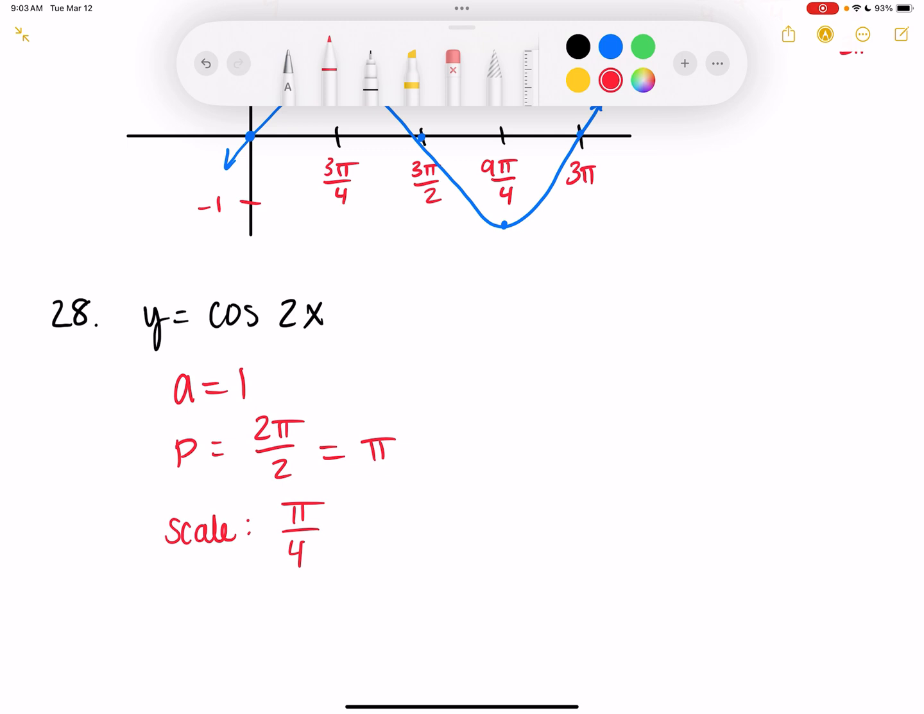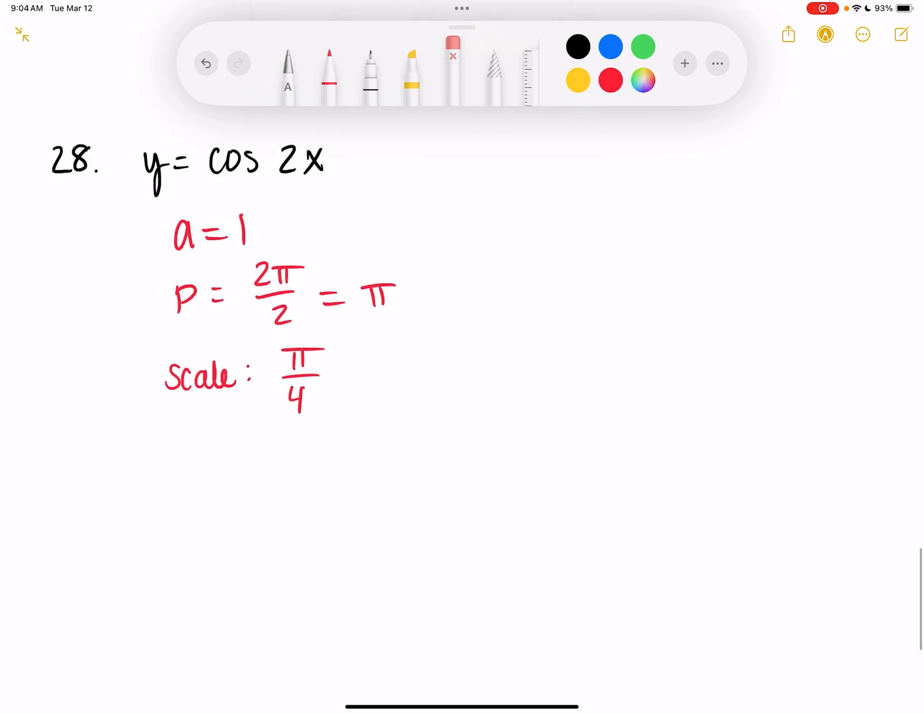So I can set up my graph for this one. Since I know it's going all the way out to pi, put that mark on there first, because you know you've got to end up there. Then I have 3 other ones that I need to find. The first one is going to be pi over 4. So what is the next one?